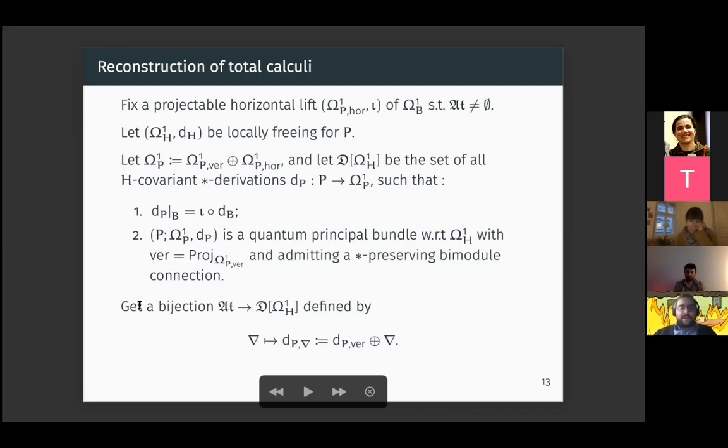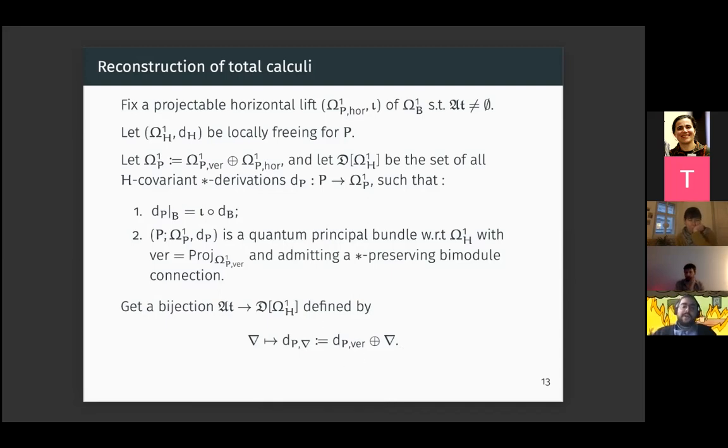And now it's not hard to piece everything together and see that you have a bijection between this affine space of gauge potentials and this set of differentials in this fashion. If you start with nabla, you get the total derivative by taking this direct sum.